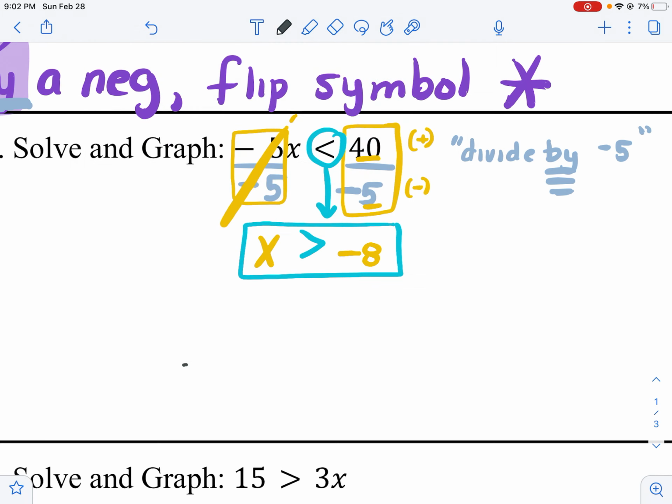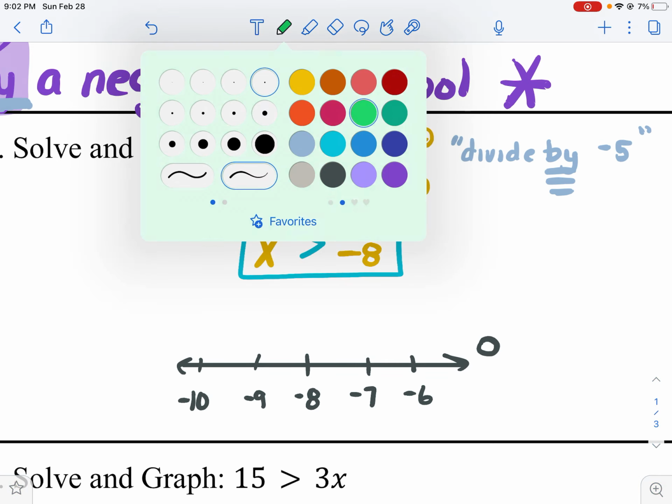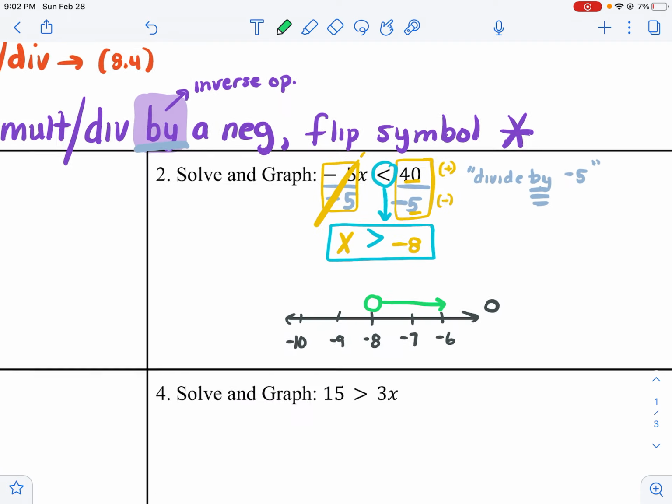And then we graph this. We have our number line. We have negative 8. Now over here, we're going closer and closer to 0, so negative 7 and negative 6, and then negative 9 and negative 10. Since it's strictly greater than, we go open circle on negative 8, going to the right.